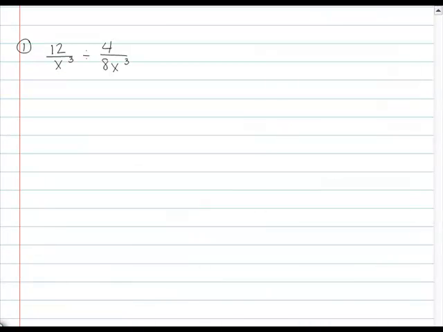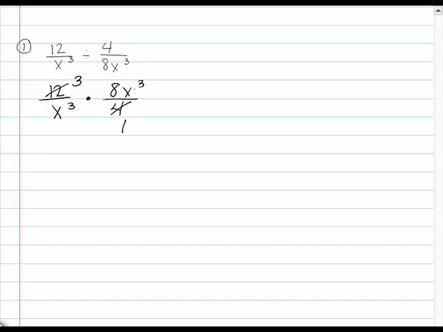Okay, so for our first example of division, we've got 12 over x cubed divided by 4 over 8x cubed. Again, we're going to take the first one and keep it the same. We're going to change that division to a multiplication, and we're going to flip that second fraction. Okay, and now we can look at reducing. 12 and 4 are both divisible by 4, so that 12 becomes a 3. The 4 becomes a 1.